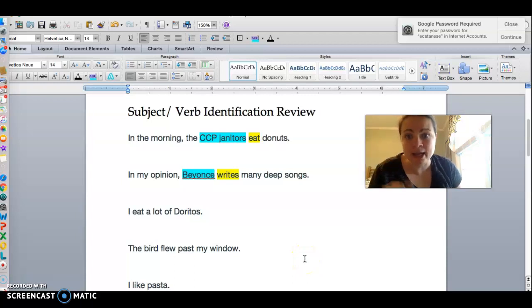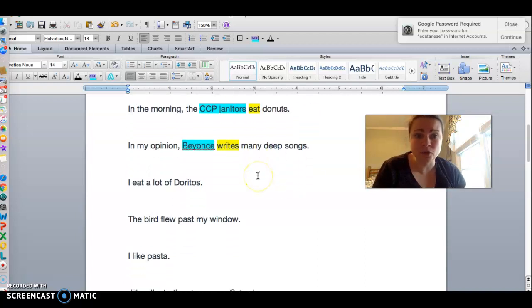Beyonce writes. She writes. Okay, so let's say we thought that maybe it was the songs that were the subject of the sentence, because in fact, we do care about maybe Beyonce's songs more than Beyonce. I don't know. So songs, we could say, okay, we think songs is the subject. Is songs doing anything? Nope. It's not deeping. It's not many. It's not opinioning. Songs is not doing anything there. So we know that the songs can't be the subject.